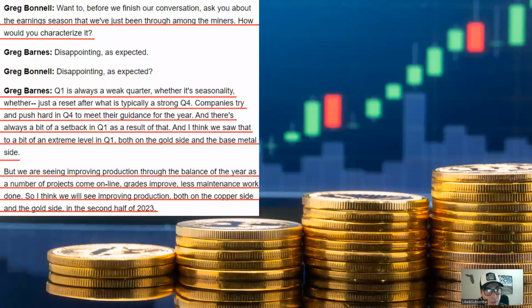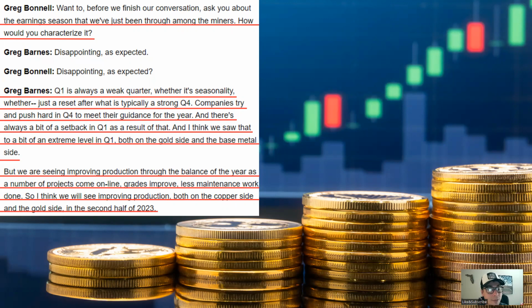And next, they want to ask him about the earnings season that we've just been through, the miners, right? And how he would characterize it. He says disappointing as expected. Q1 is always a weak quarter, whether it's seasonality, whether just a reset after what is typically a strong Q4. Companies try and push hard in Q4 to meet their guidance for the year. And there's always a bit of a setback in Q1 as a result of that.